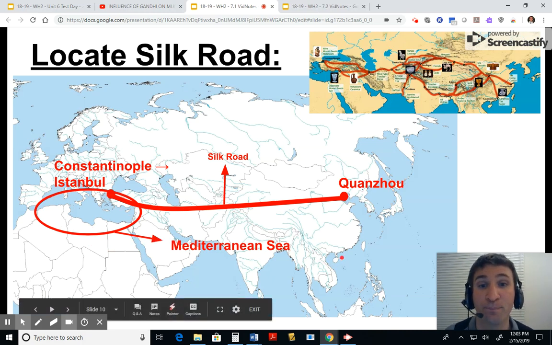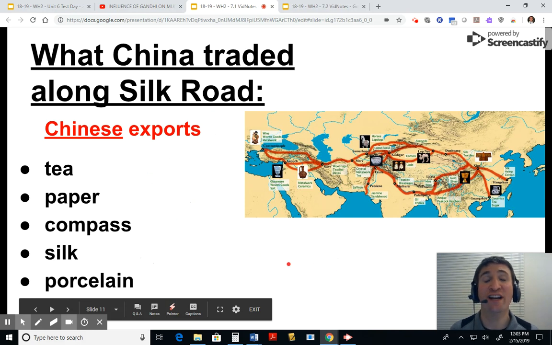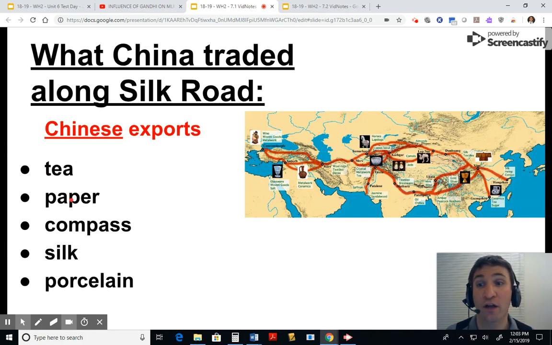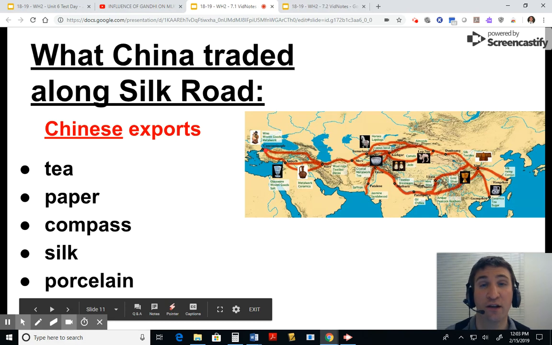Let's do it. What did China trade along the Silk Road? These were Chinese exports that were demanded by Europeans. Tea, paper, the compass, silk, and porcelain. All were Chinese exports sent out.